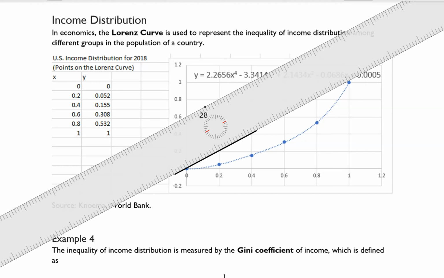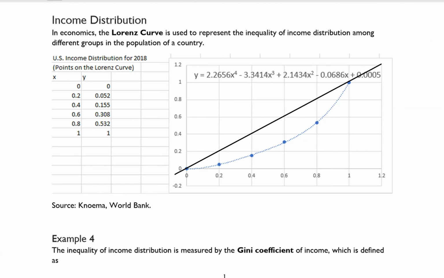So this is the line y equals x. And basically, with the Gini coefficient, we are finding the area between these two curves, where the lower curve is created by plotting the points on the Lorenz curve from the table to the left. So we have the line y equals x here as our upper function, and then our lower function is this function here highlighted in blue.